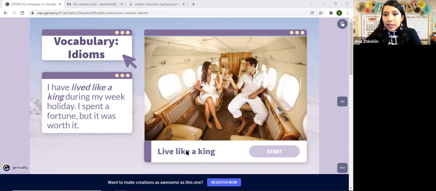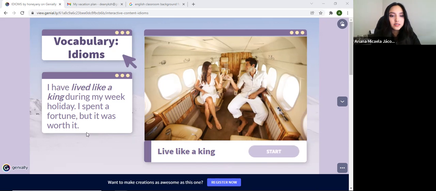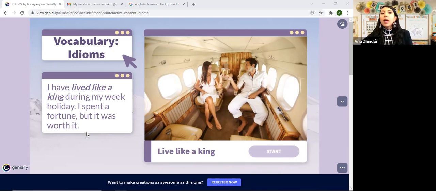Please, let's start with Ari. Ari, can you help me read this sentence, please? Yep. I have lived like a king during my week holiday. I spent a fortune, but it was worth it. Okay, so in this case, remember, it is an idiom. This has to be conjugated, depending if you're talking in the past, present or future, you always have to change the form of the verb. In this case, it is present perfect. I have lived like a king, but you use the same expression.